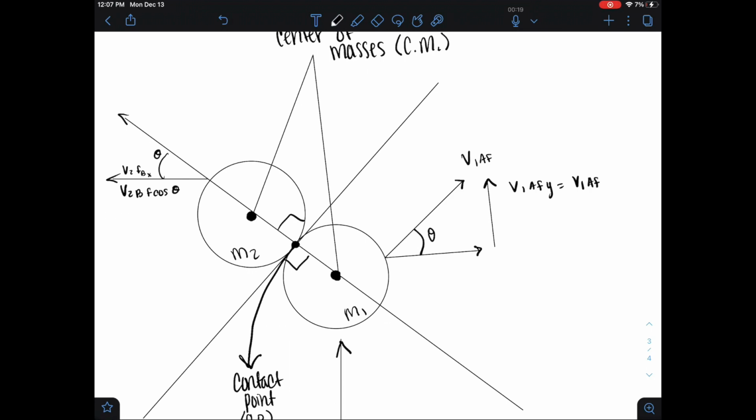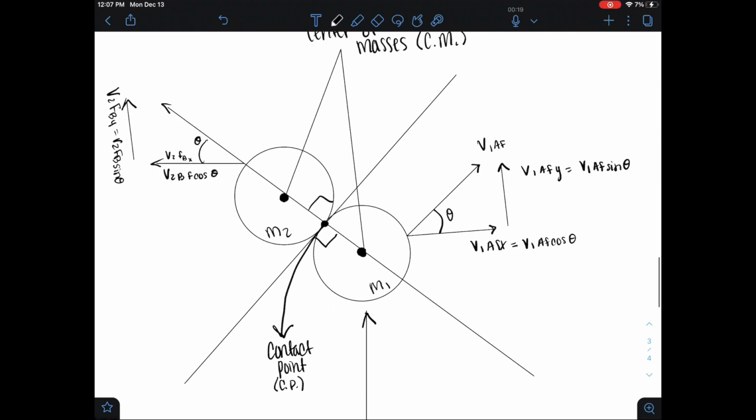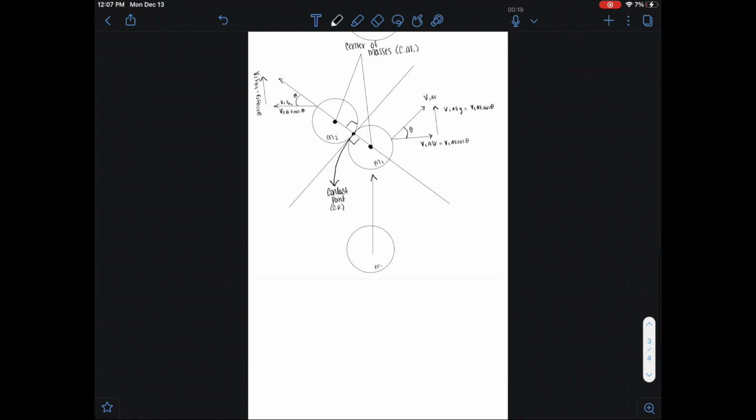As you can see being drawn, the y component of m1's velocity is equal to that of v1 f sine theta. The x component of m1's velocity after the collision is equal to that of v1 f cosine theta. Theta again equaling the axes made by m1's velocity after the collision, being the x-axis respective to m1 itself, and the y-axis made by m1 and m2's collision.